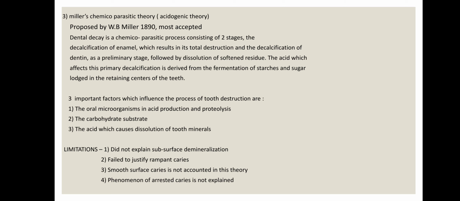Acidogenic theory. It was proposed by Miller in 1890 and it is the most accepted theory. Dental decay is a chemicoparasitic process consisting of two stages: the decalcification of enamel, which results in its total destruction, and the decalcification of dentine as a preliminary stage, followed by the dissolution of softened residue. The acid that affects the primary decalcification comes from the fermentation of starches and sugar lodged in the retaining centers of the teeth. Three important factors that influence the process of tooth destruction are the oral microorganisms in acid production and proteolysis, the carbohydrate substrate, and the acid that causes dissolution of tooth minerals.